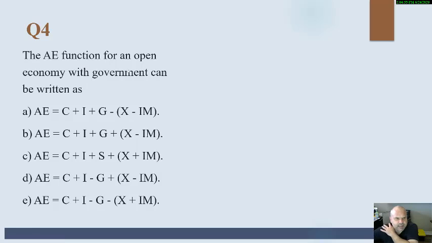In this question, it's saying that the aggregate expenditures function for an open economy with government can be written as... which one of the following is correct. So hit pause. Okay, the correct answer here is B. And you should have already known the answer here because we used this in the previous question.